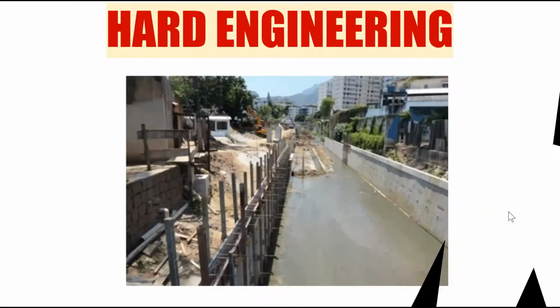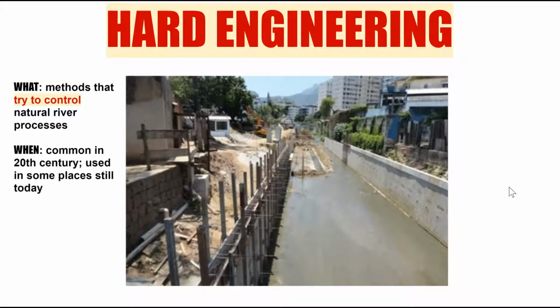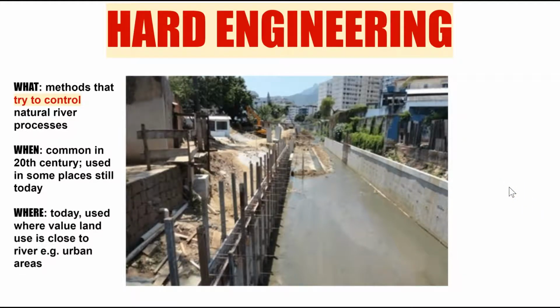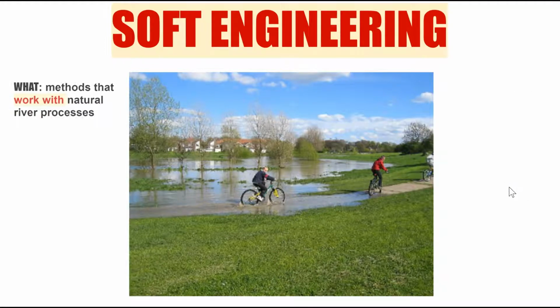So in the last video we introduced the concept of hard and soft engineering when it comes to river management strategy. Hard engineering, which is trying to control the natural processes, common in the 20th century, still used in some places today where there's high value land. In contrast, you've got soft engineering, which works with natural processes. It's definitely the approach preferred in the 20th century.